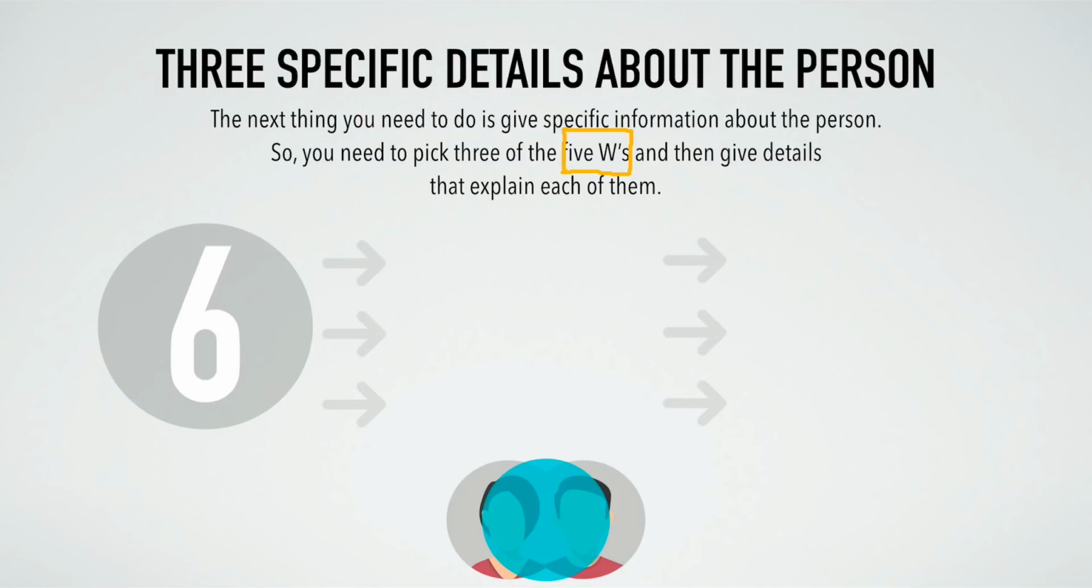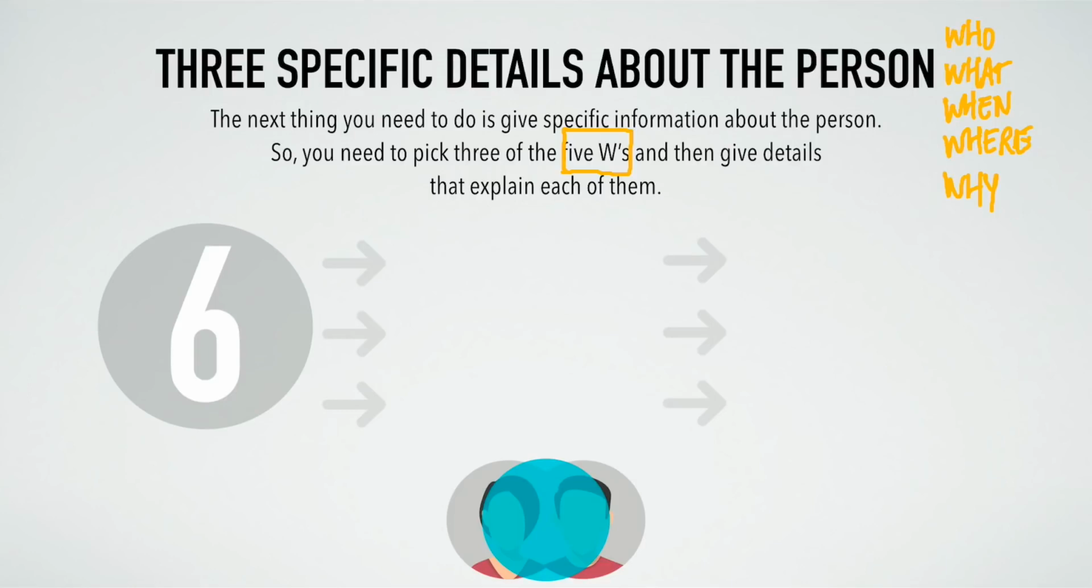But remember, the 5 W's were who, what, when, where, and what's the last one? You got it, why, okay? These are the 5 W's. So you pick 3 of them, it's up to you, and then you give specific details about each of them.